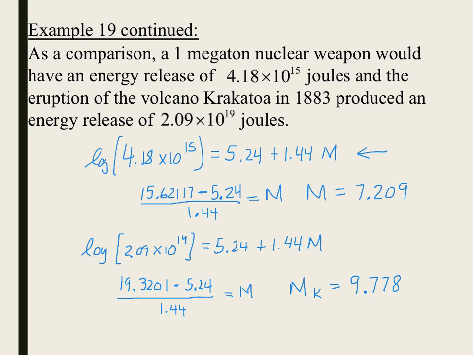So when we've set up the equations for both the 1 megaton nuclear weapon and for the volcano, we see that for the nuclear weapon, it would be equivalent to an earthquake with a magnitude of 7.2, whereas for the Krakatoa volcano, it was a 9.778 magnitude of a release of energy for an earthquake.